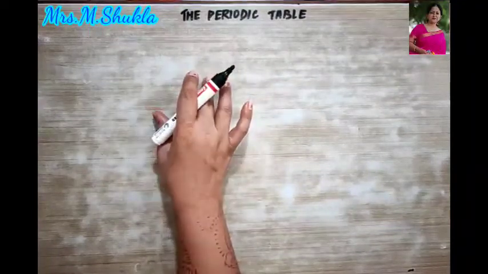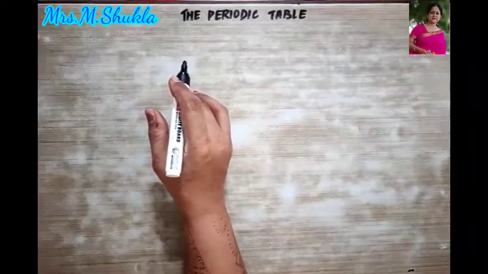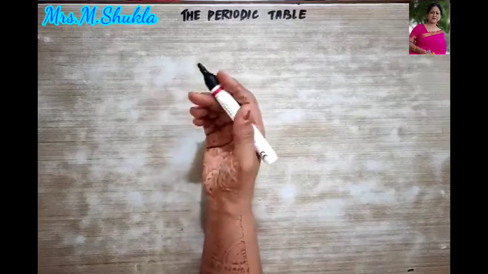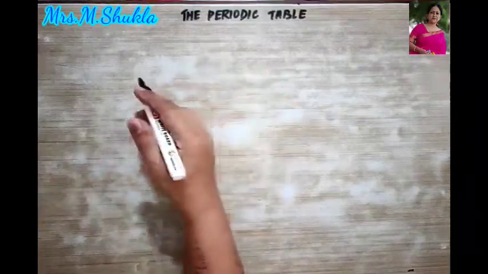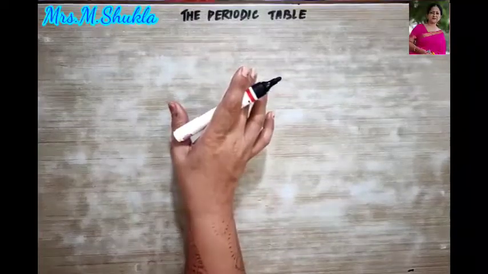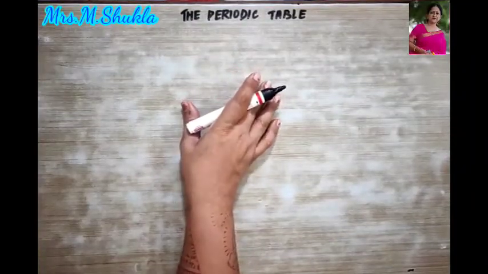It also helps to correlate the properties of the elements with the fundamental properties of other elements. It also gives us the relationship between the different types of elements, right? So these are certain reasons for classification.